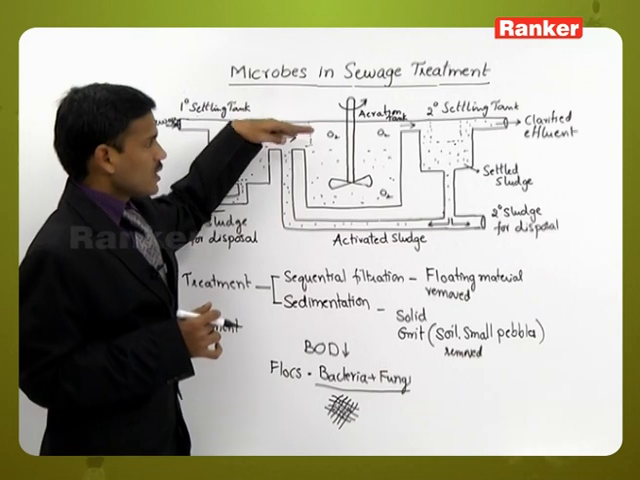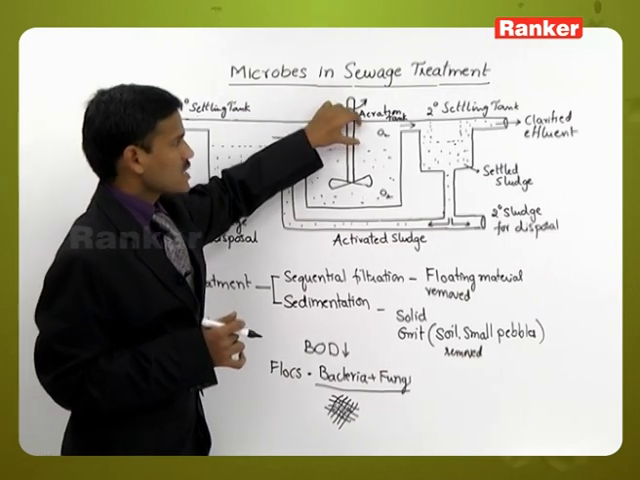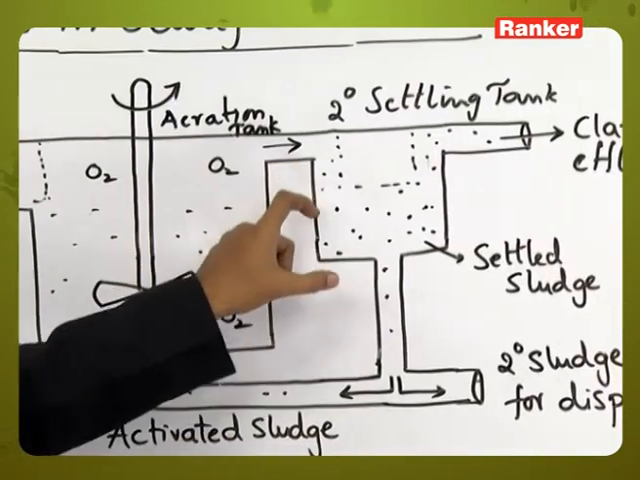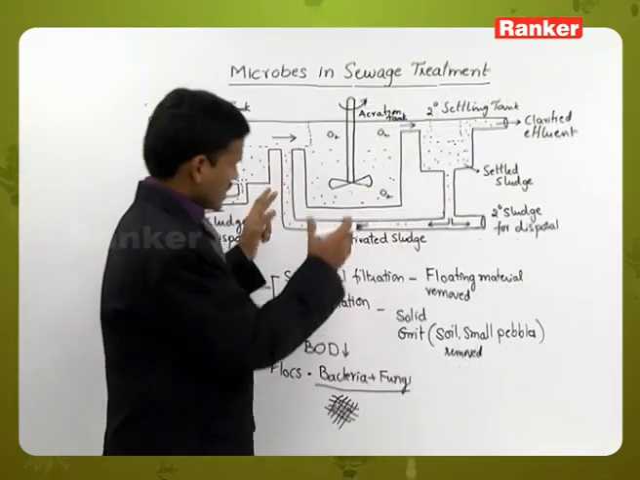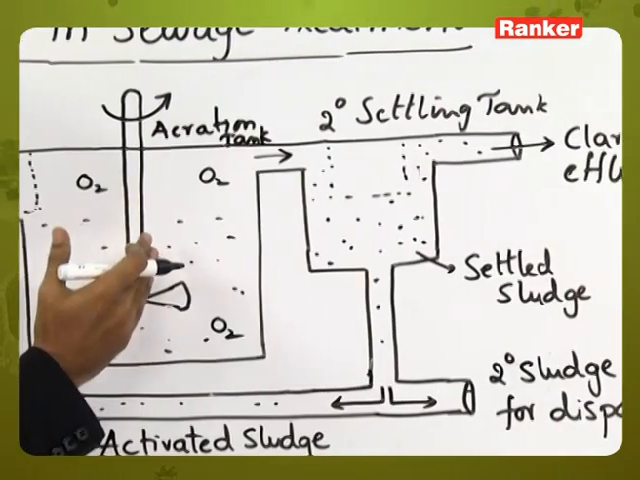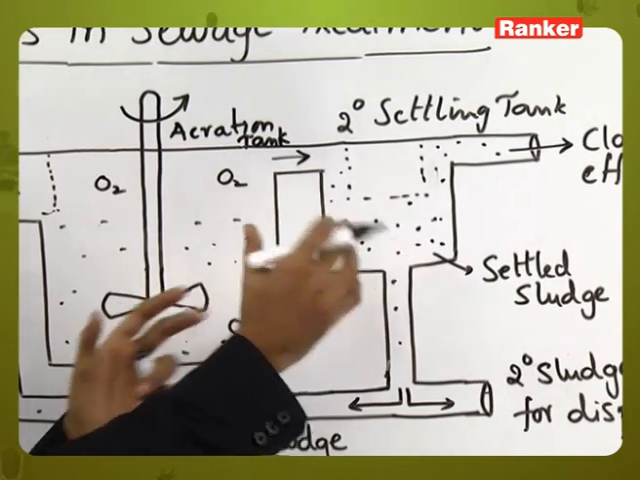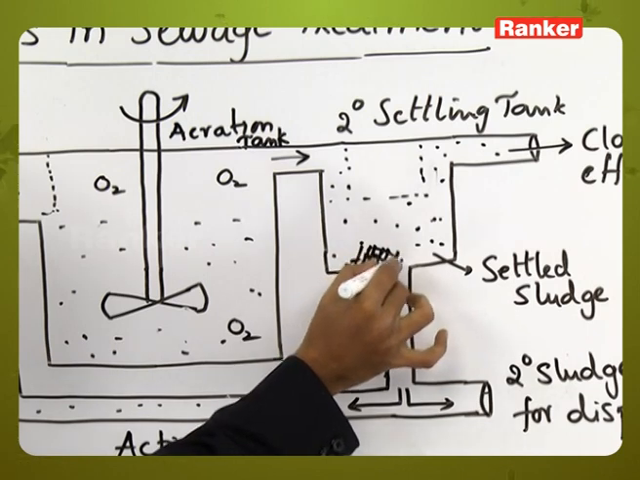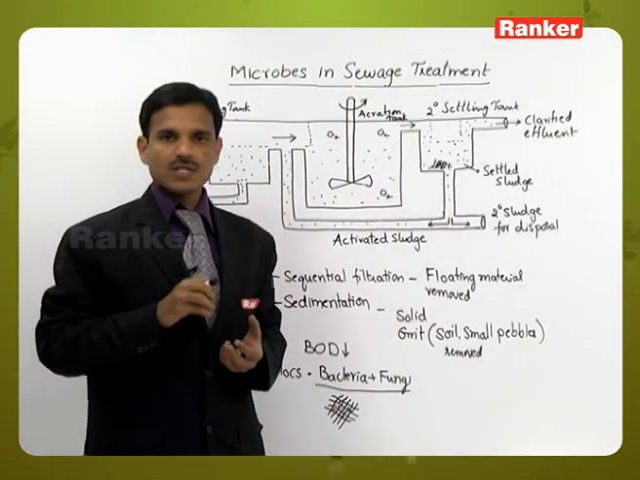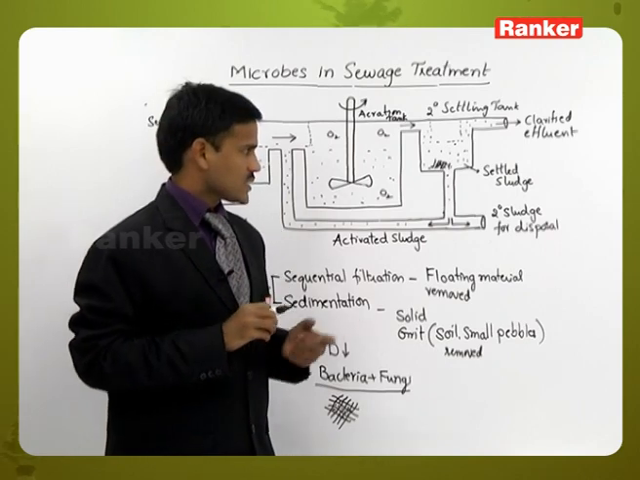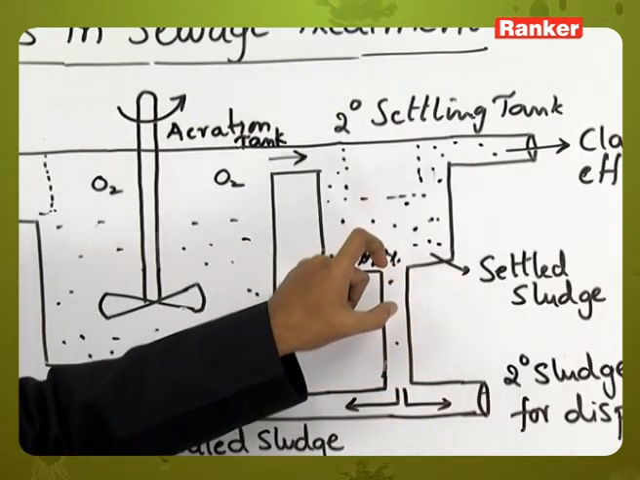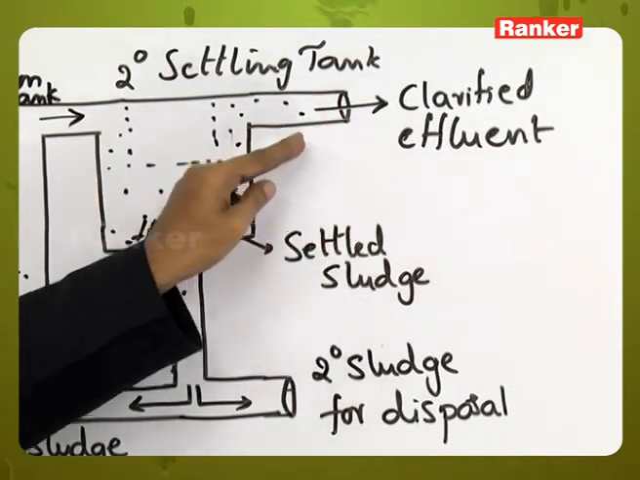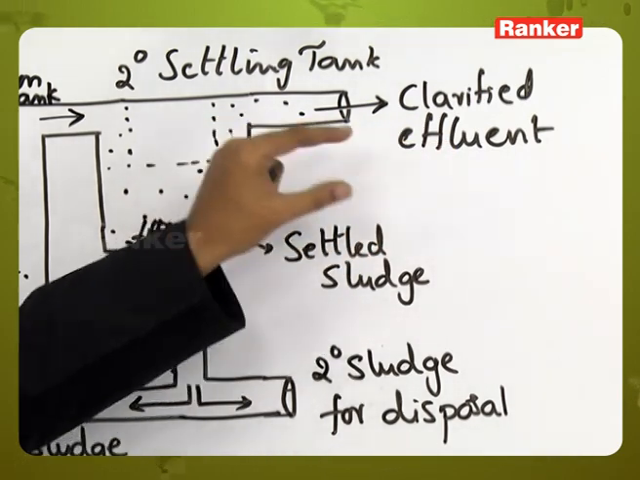Next, the total sewage is supplied into the secondary settling tank. The flocs formed in the aeration tank and this effluent are supplied into the secondary settling tank. So all the flocs are settled. The settled flocs together are called secondary sludge. And the effluent is nothing but clarified sewage water. It is released into the water bodies, rivers or streams.